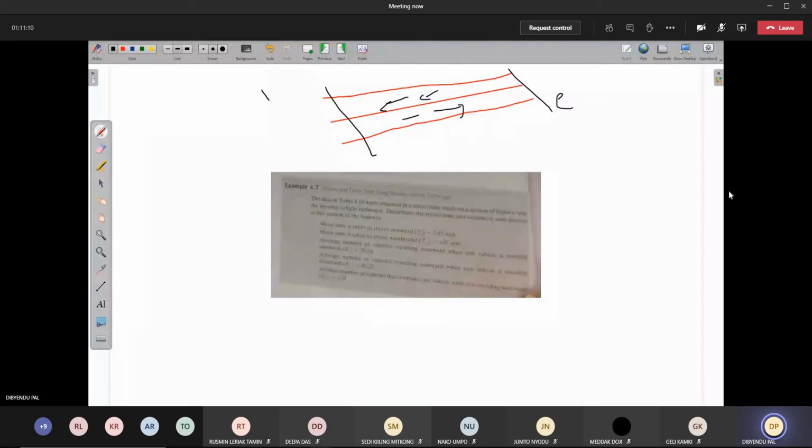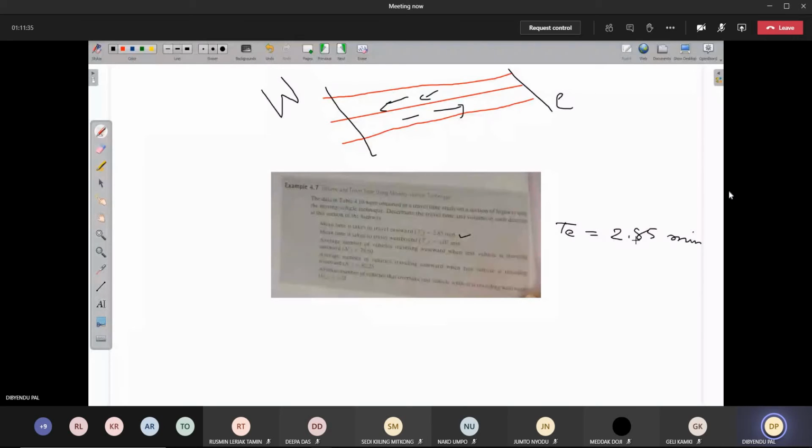So mean time it takes to travel eastward. In the east direction, how much mean time is taken? It is denoted by t in the east direction, and it is given as 2.85 minutes. It means at least 8 times the data were collected and their average time was taken, and the average time came out as 2.85 minutes.